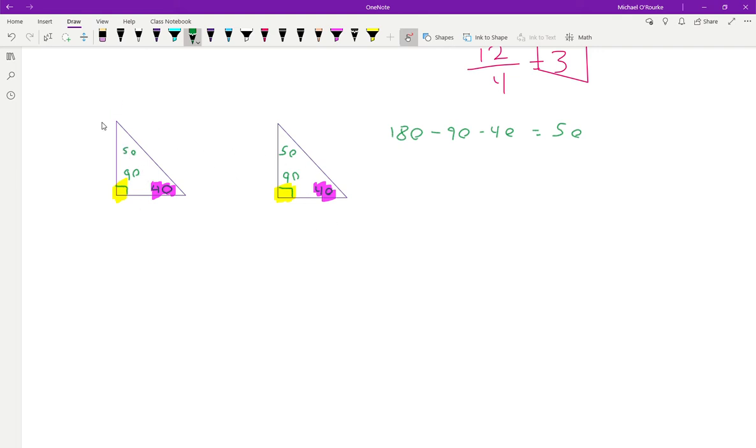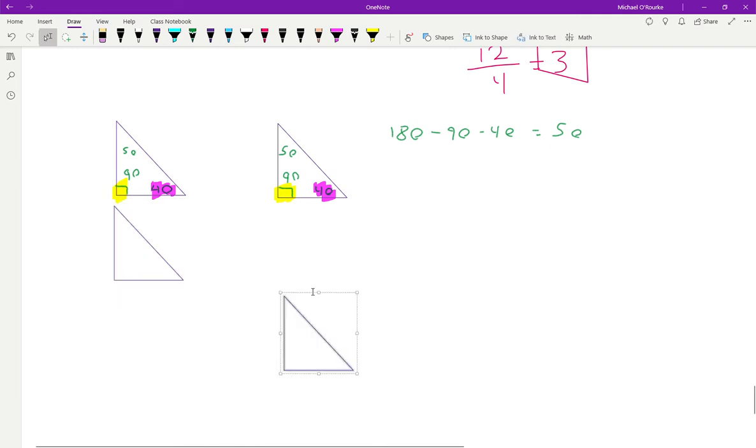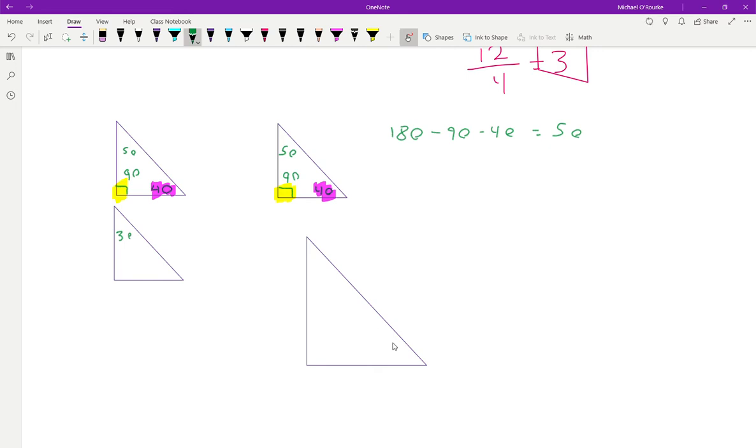So you guys tell me now, are these two triangles similar? Okay, let me give a 30, a 30, and a 60, and a 60. Okay.